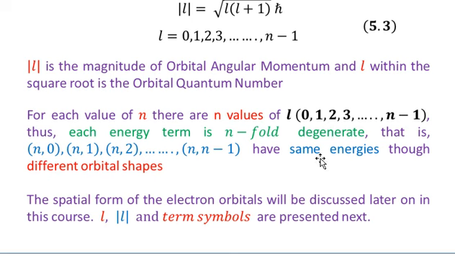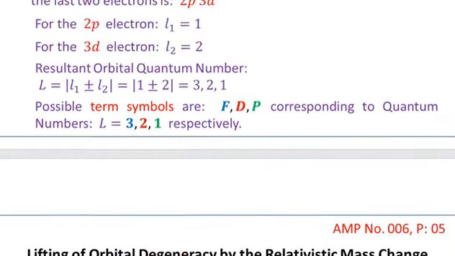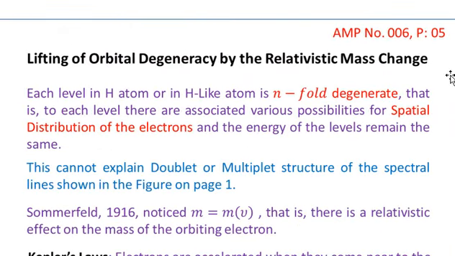But you see that now we are going to correct this statement, because we are going to include the relativistic mass change, and due to relativistic mass change we shall find that the degeneracy is lifted, which means that the energy of these levels will now also depend upon the value of the orbital quantum numbers. So let's go through this one. Each level in the hydrogen atom or hydrogen-like atom is n-fold degenerate. This is what we have seen from the Grotrian diagram or from the term diagram given in slide number 1 and slide number 2 of this course.